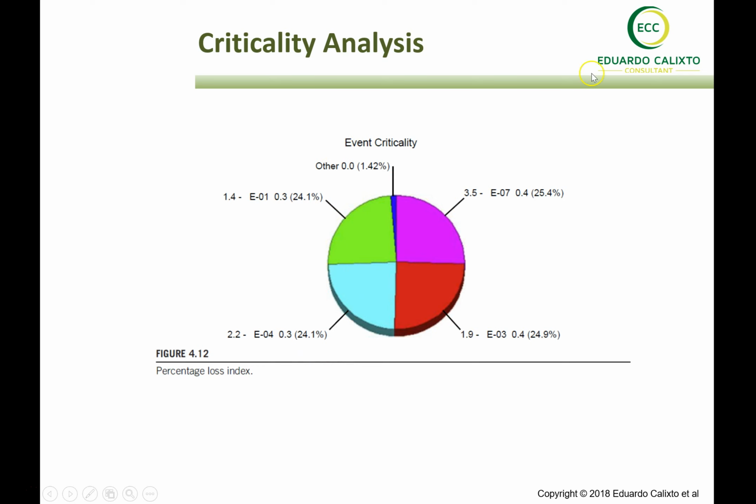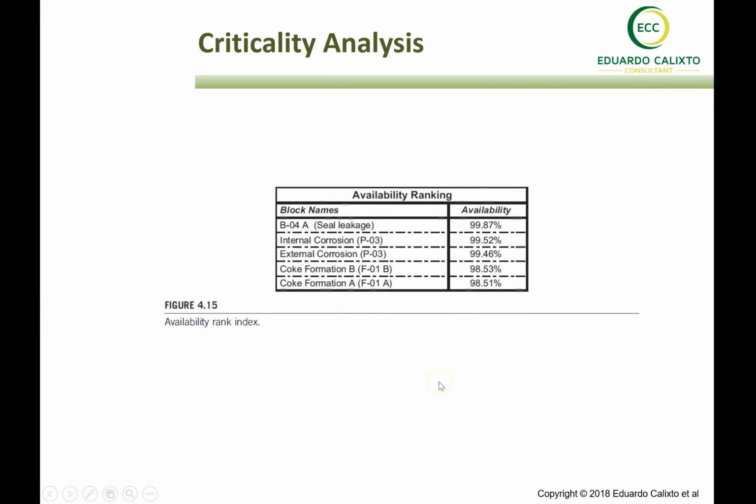Okay, loss of production is a very important index, and it needs to be represented if you want to model your production. That type of result needs to be represented in this case. We have other critical analyses. Another important one is the availability rank. What is this availability rank about?